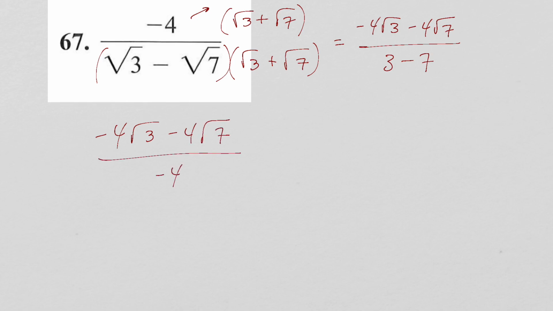Now, every one of these terms is divisible by -4, so I'm going to divide out the -4 and get a positive 1 here, a positive 1 there, and a positive 1 there. So we're going to get, we don't write 1 root 3, we just write root 3 plus root 7, and we don't write over 1.